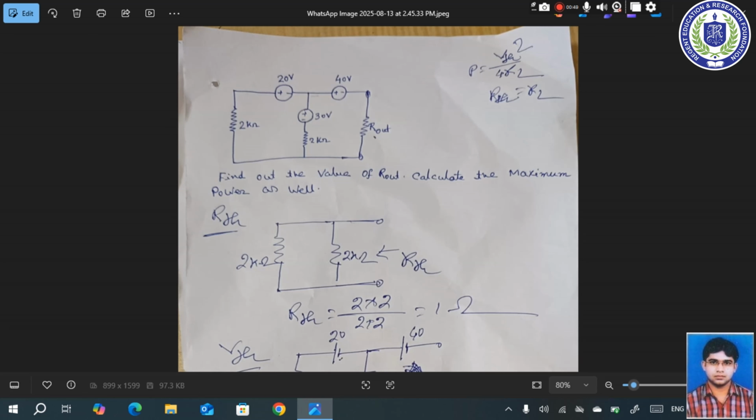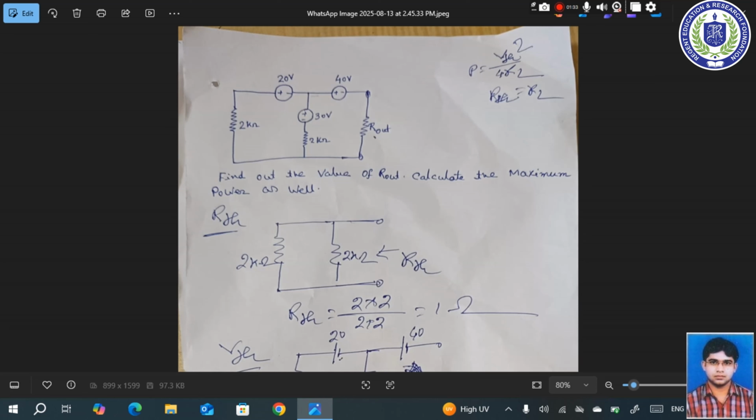That resistance value should be calculated, and also the maximum power in that circuit. To calculate the maximum power, this is a maximum power transfer theorem problem. In the maximum power transfer theorem, we always know the formula: P max, the maximum power, equals VTH square divided by 4 RL. That is the formula of the maximum power.